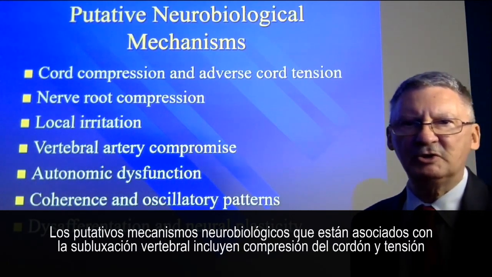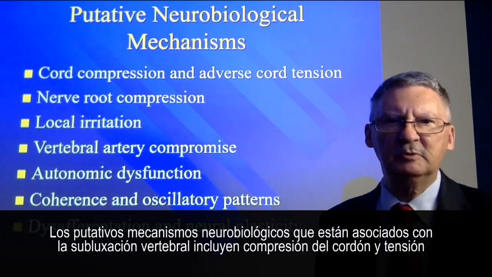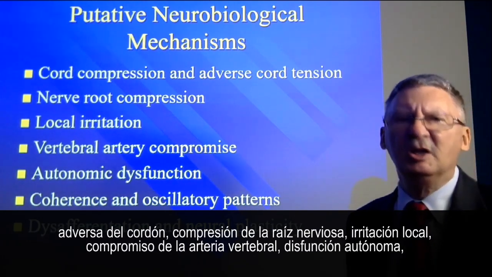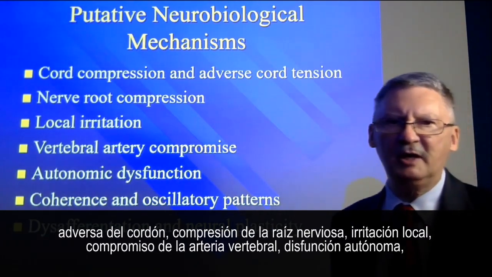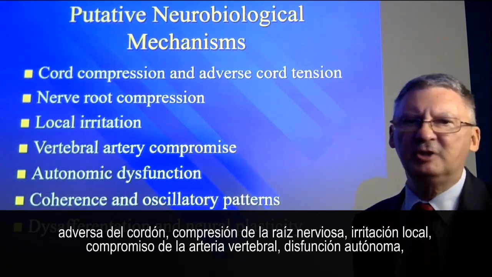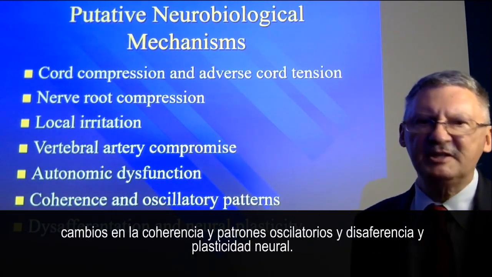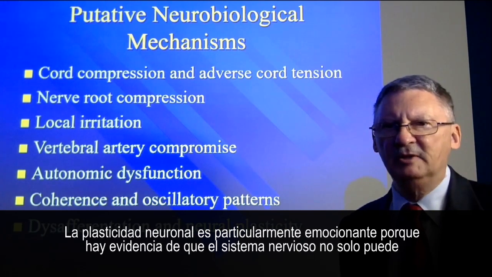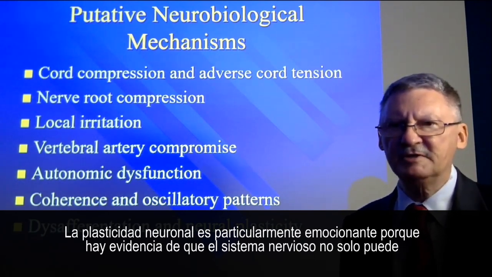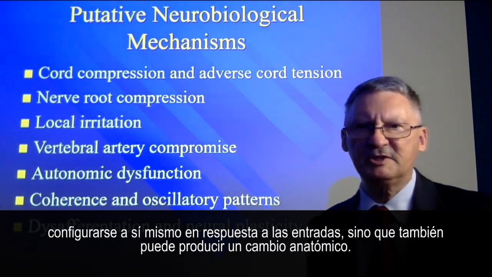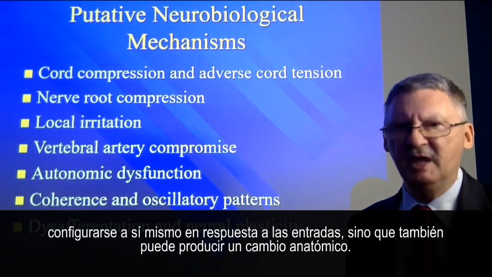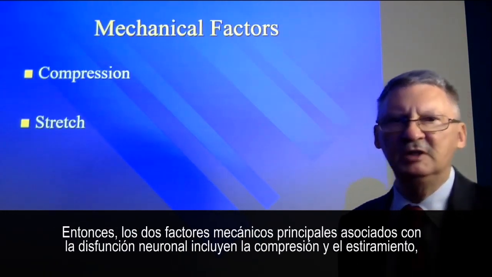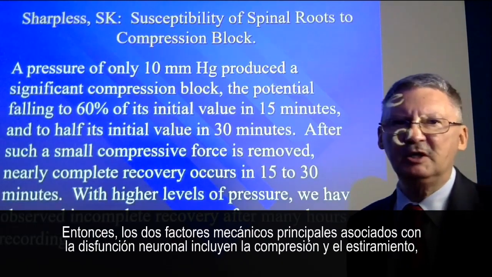The putative neurobiological mechanisms that are associated with vertebral subluxation include cord compression and adverse cord tension, nerve root compression, local irritation, vertebral artery compromise, autonomic dysfunction, changes in coherence and oscillatory patterns, and disafferentation and neuroplasticity. Neuroplasticity is particularly exciting because there's evidence that not only can the nervous system rewire itself in response to inputs, it can also produce anatomical change. So the two main mechanical factors associated with neural dysfunction include compression and stretch.